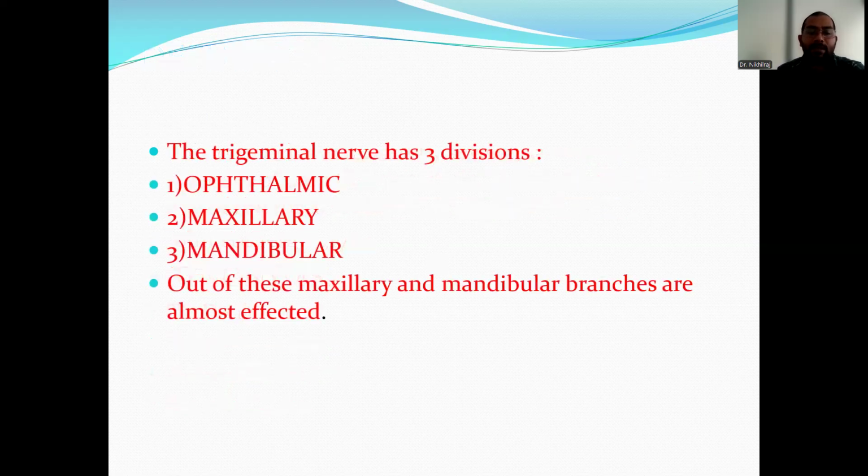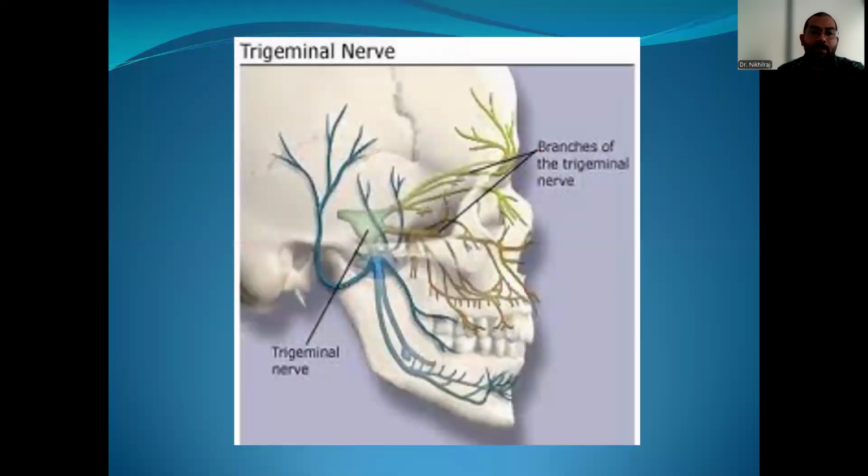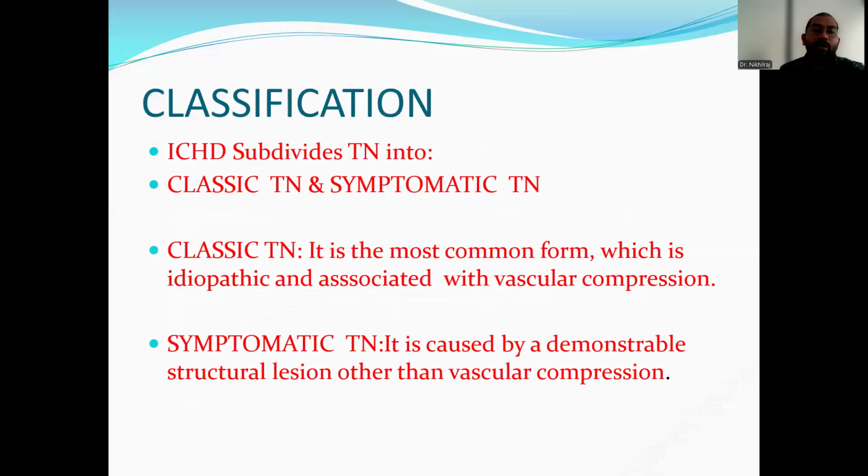The trigeminal nerve has three divisions: the ophthalmic branch, maxillary branch, and mandibular branch. Of these, the maxillary and mandibular branches are most often affected. Classification: according to the ICHD, trigeminal neuralgia is subdivided into classic and symptomatic trigeminal neuralgia. Classic trigeminal neuralgia is the most common form, which is idiopathic in nature and associated with vascular compression. Symptomatic trigeminal neuralgia is caused by a demonstrable structural lesion other than vascular compression.